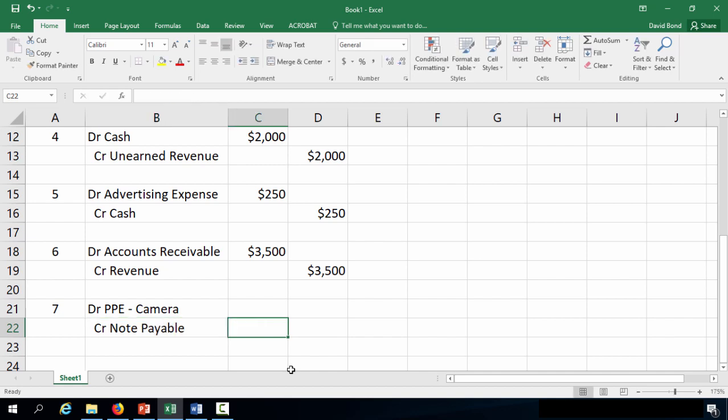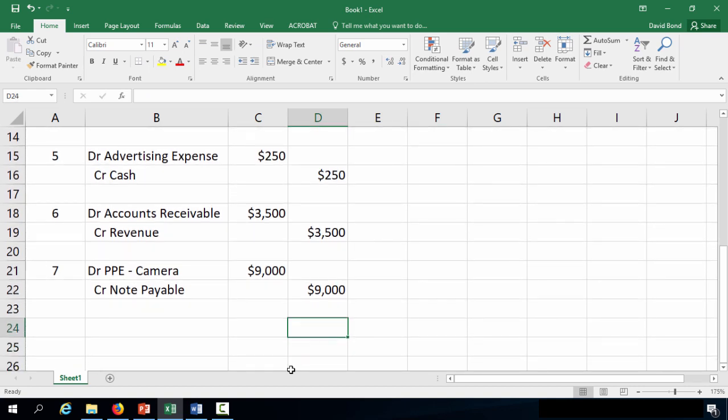Now, what's important here is that even though they will pay more than $9,000 in the future, the amount at the point of the transaction is $9,000. They don't owe anything other than the $9,000 that they've effectively borrowed. Interest will accrue over time, and there will be adjusting entries that need to be made if there's a financial year end, but at the time that the camera is purchased, it is noted down for $9,000.